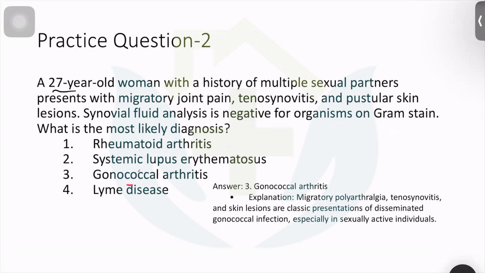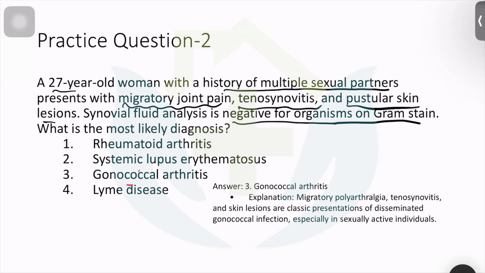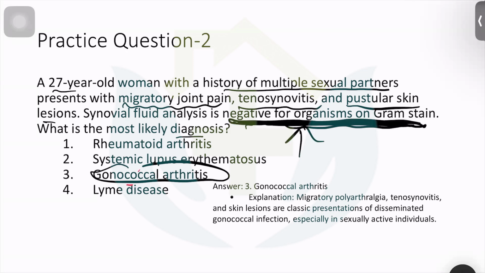A 27-year-old woman with history of multiple sexual partners presents with migratory joint pain, tenosynovitis, pustular skin lesions. Synovial fluid analysis is negative for organisms on gram stain. What is the likely diagnosis? Gonococcal arthritis. What are the indicators? Usually the synovial fluid can be negative also, because you see diplococci, you may not find them all the time.